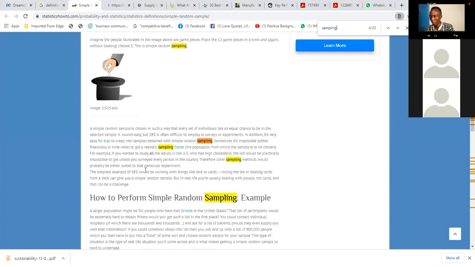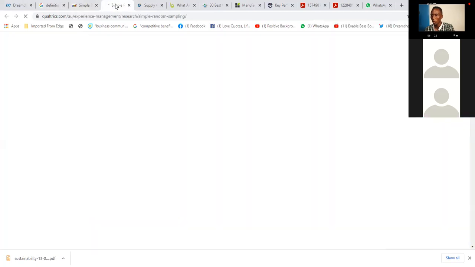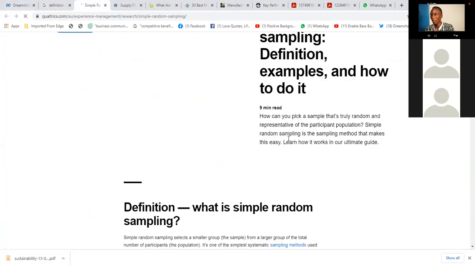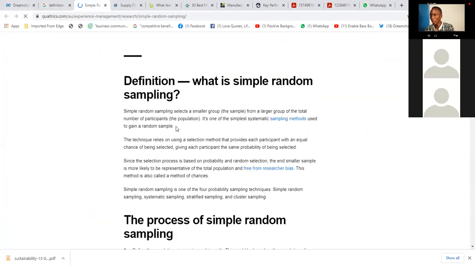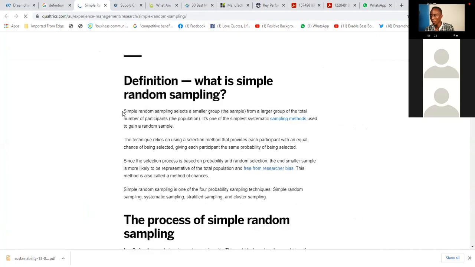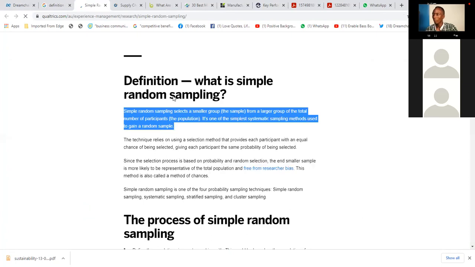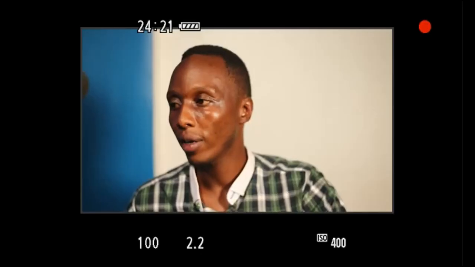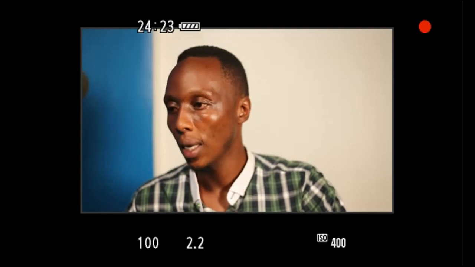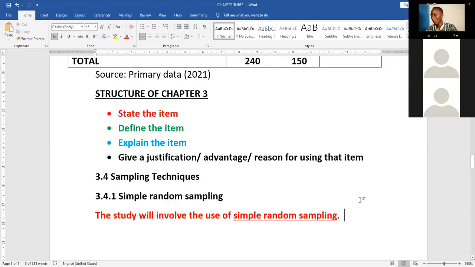Okay, simple random sampling. I'm not seeing the definition. This one is taking so long to open. Is it open? Yes. Simple random sampling. Okay, I can as well take this. What is simple random sampling? So I'm going to take this. I've copied it. I'm going to come back to our work, and then I paste it there, just like that.